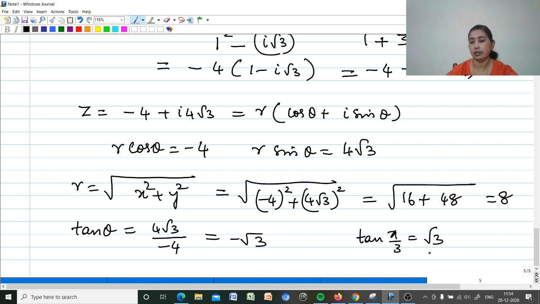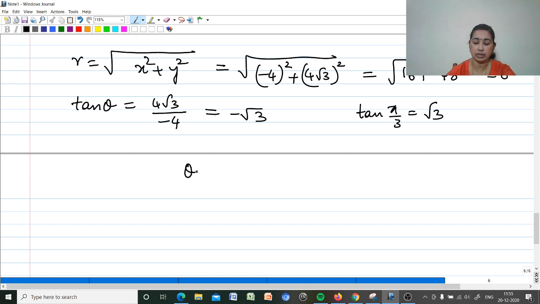Now we have to check in which quadrant it lies. The first one is negative, the second one is positive. X is negative and y is positive. So it is coming in the second quadrant. In the second quadrant you have to take pi minus theta. So if we are getting the angle here as pi by 3, since it is in the second quadrant, we have to take theta as pi minus pi by 3. So theta is equal to pi minus pi by 3, that's equal to 2 pi by 3.